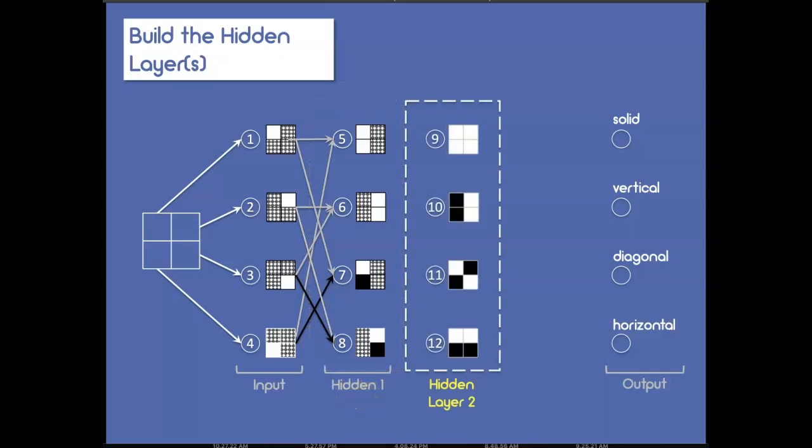Again, let's create 4 neurons, each looking for a specific pattern, this time a 4-pixel pattern as indicated. Using the same logic as in previous layers, we can connect neuron outputs from hidden layer number 1, or their opposites, to neurons in hidden layer number 2 to create the desired patterns. You may wish to pause the video at this point to review the connections between hidden layer number 1 and hidden layer number 2.